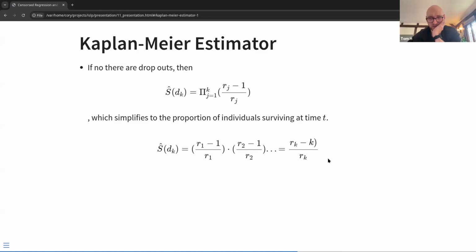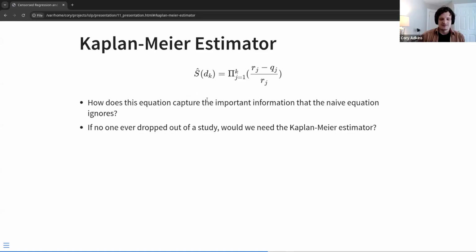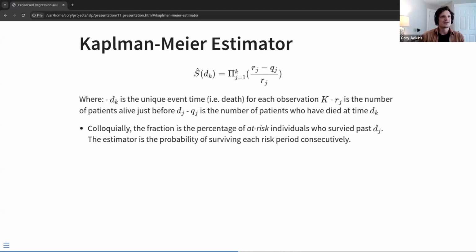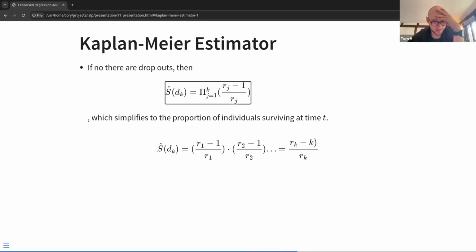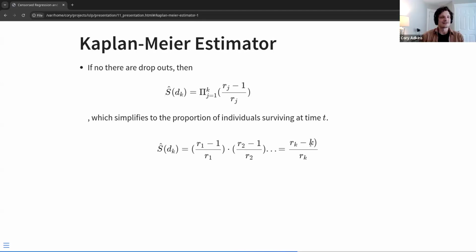In equation 11.3, where is QJ defined in this? QJ is the number of patients who have died at time DK. Okay, so that needs to increment every time. Yeah, every time, and I don't know if I have written this correctly, but this is just supposed to be plus one for each time period. So I think K. I don't know.